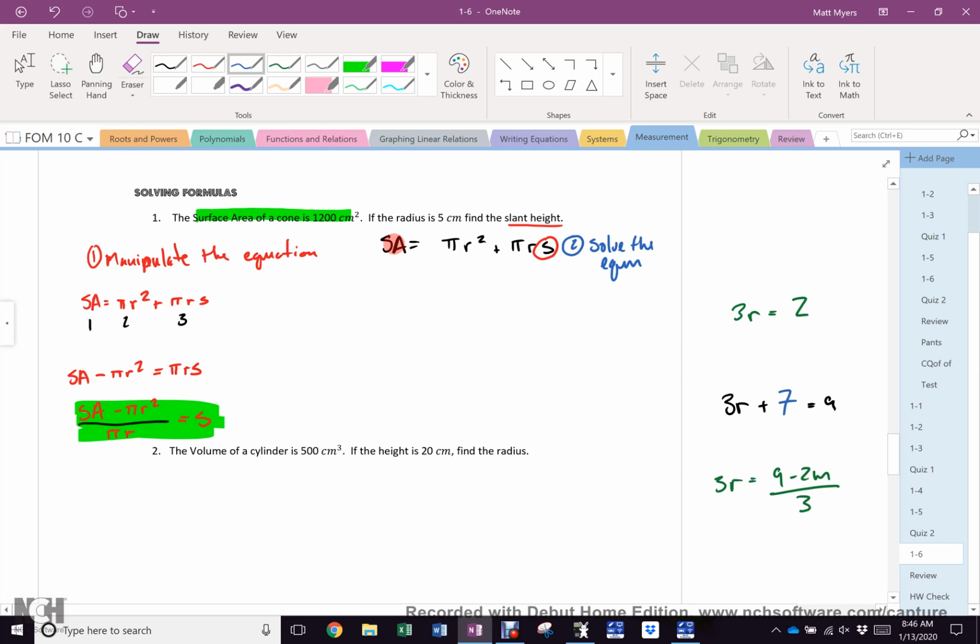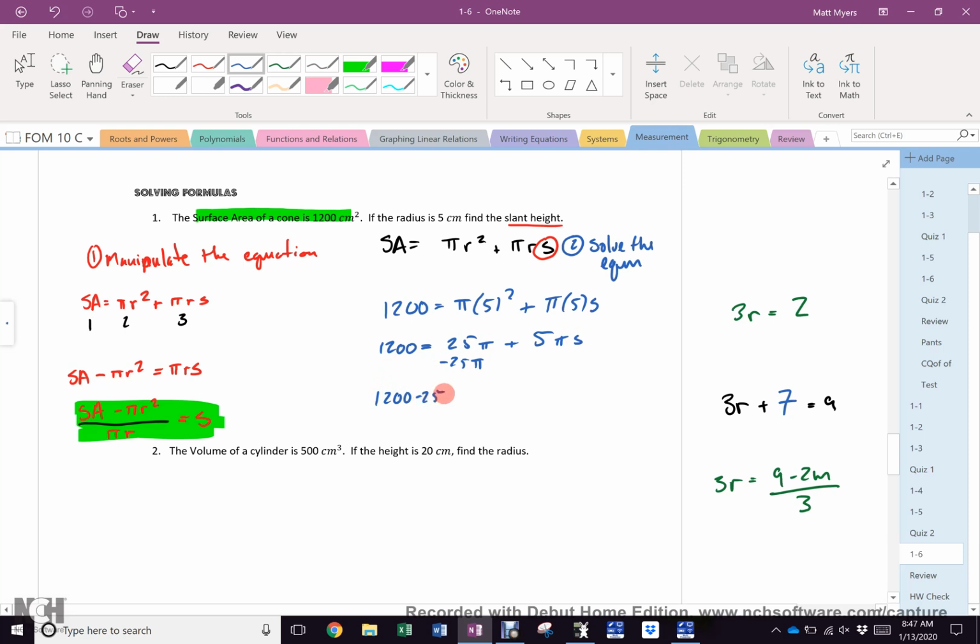What number goes in for surface area? 1,200 equals pi. What's r? 5 squared plus pi times 5 times s. Agreed? Okay, what's 5 squared? 25 pi plus 5 pi s. Agreed? Well, isn't 25 pi just a positive number, like 7? So we do minus 25 pi.